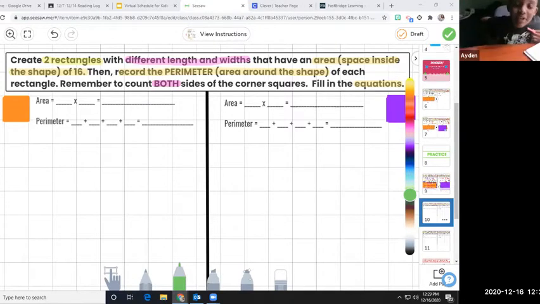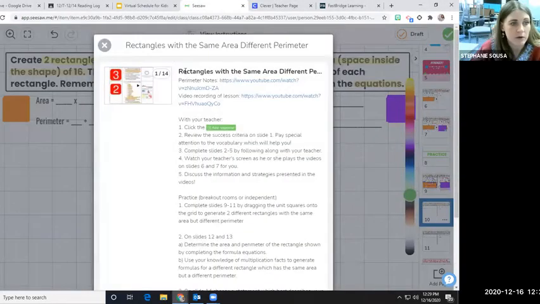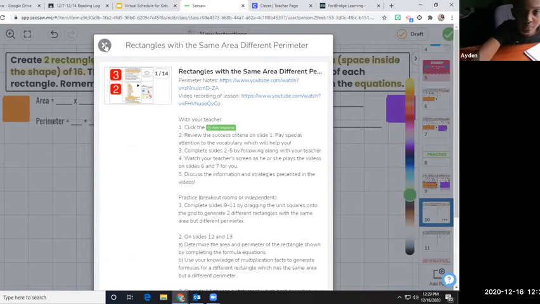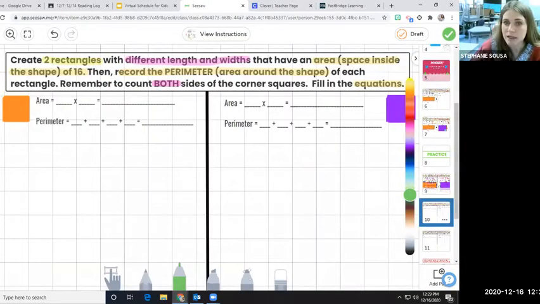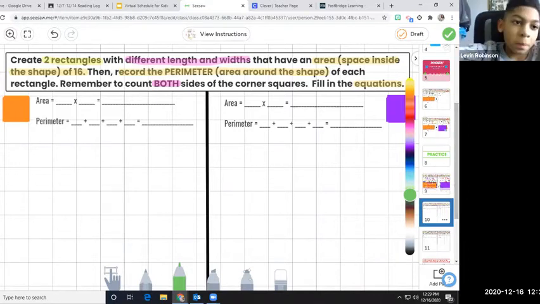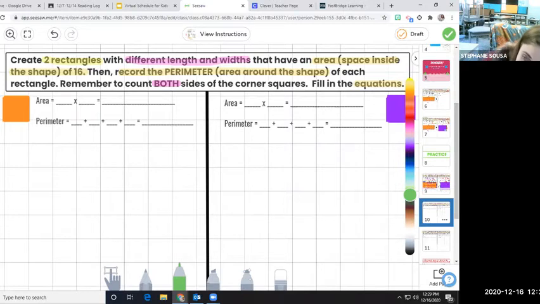What is the name of that assignment? This assignment is called Rectangles with Same Area, Different Perimeter. It was assigned yesterday. Two numbers that multiply together to equal 16. Levin, what are they? Oh, that was it earlier. I gotcha. You had a question earlier. You know two numbers that multiply together to equal 16.